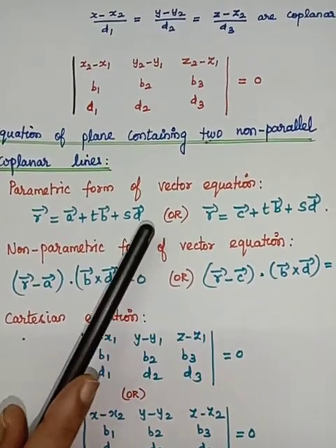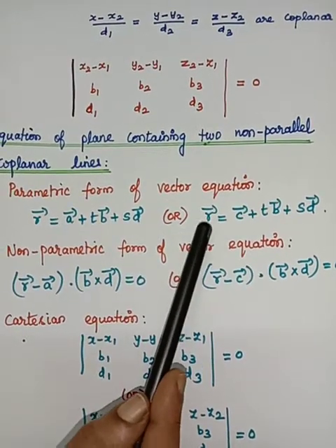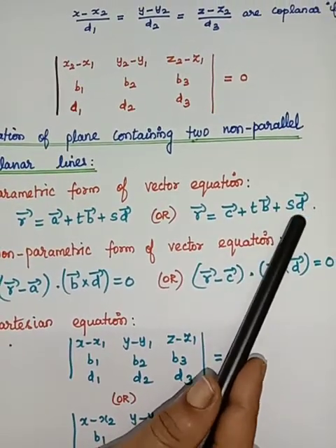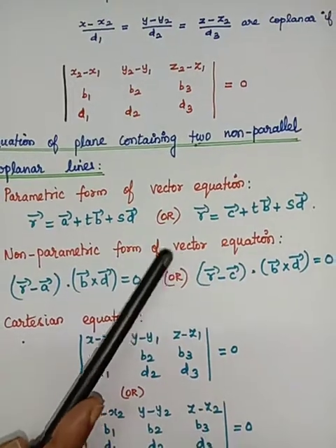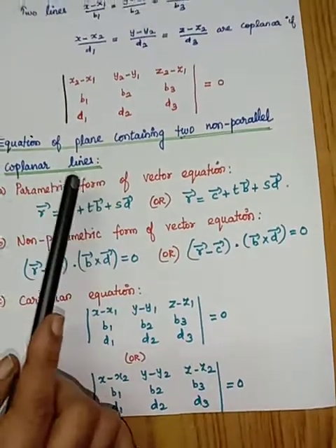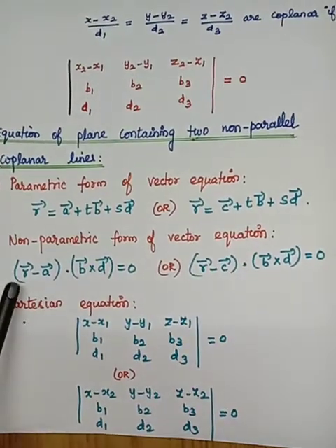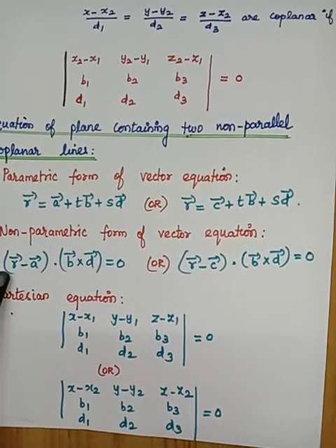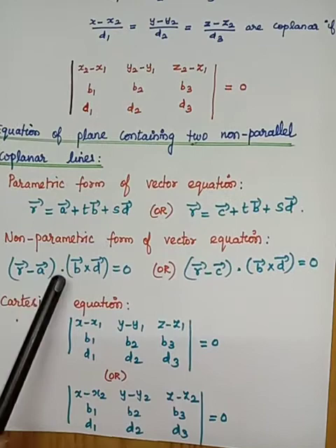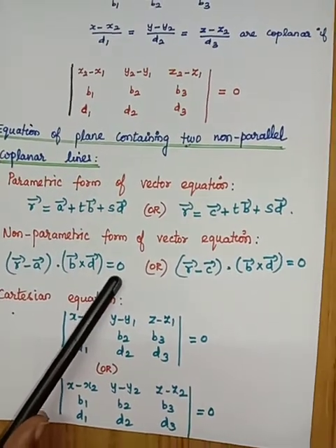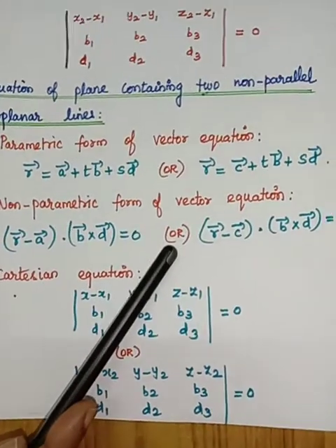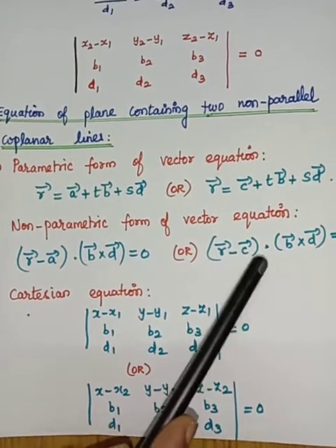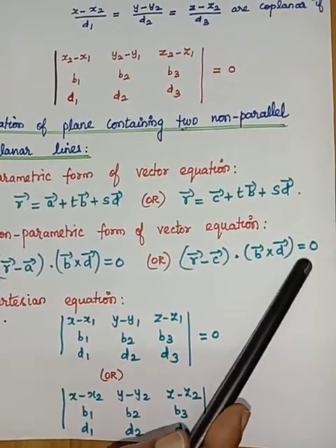Otherwise, we'll take the passing point from the second line, and we can write R vector is equal to C vector plus T B vector plus S D vector. Now the non-parametric form of the vector equation of the plane containing coplanar lines. Here also we take one passing point and two parallel vectors. So the non-parametric form is R vector minus A vector dot B vector cross D vector is equal to 0. Or if we take the passing point from the second line, it can be written as R vector minus C vector dot B vector cross D vector is equal to 0.